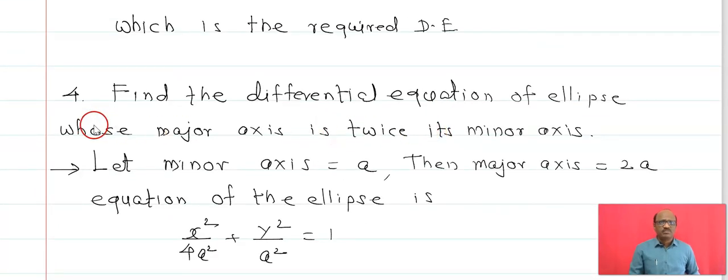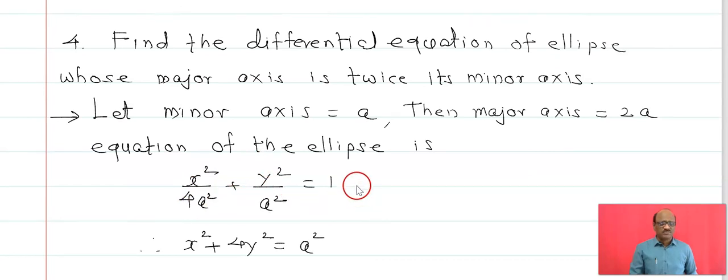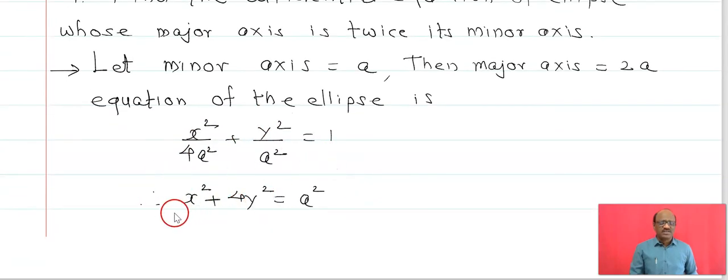Now the problem number 4. Find the differential equation of the ellipse whose major axis is twice its minor axis. Now here the minor axis is a small a and the major axis is 2a. Therefore the equation of the ellipse is x square upon a square plus y square upon b square that's equals to 1. But here, x square upon (2a) whole square, that will become 4a square, plus y square upon a square that's equals to 1. If we simplify this, then you will get x square plus 4y square that's equals to a square.